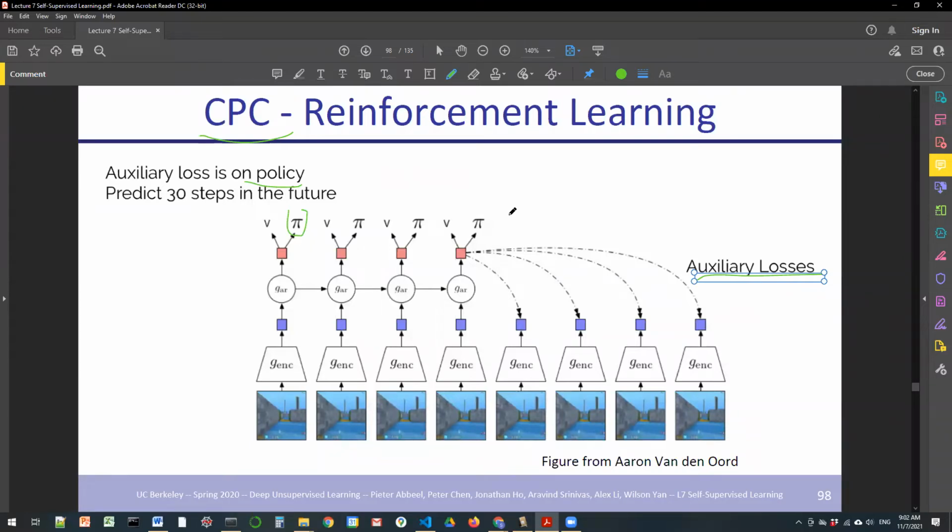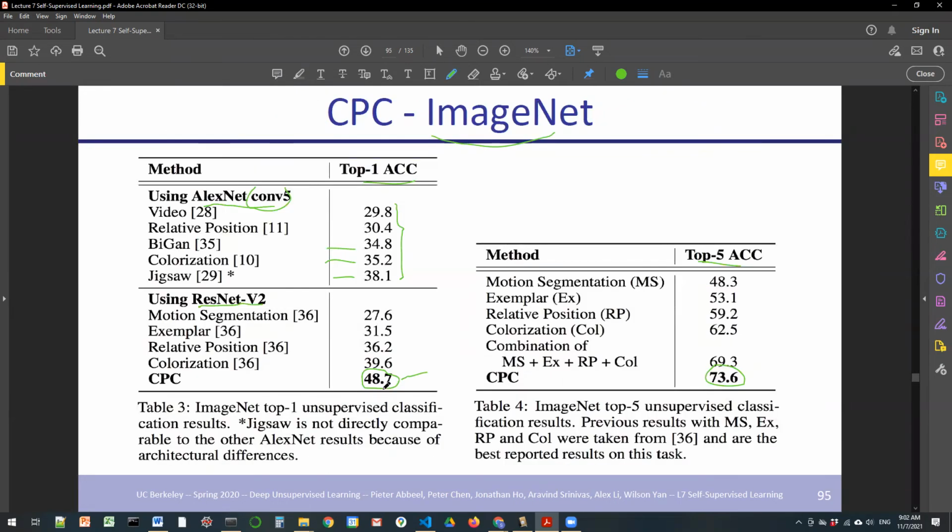But you can see that the number achieved, for example, in image classification, the top one accuracy we saw, is only 48.7. Now, when you compare it to supervised learning, which is approximately 76% top one accuracy on ImageNet, the gap between this and this is vast. So it's not the case that self-supervised learning can claim that it's anywhere close to supervised learning.